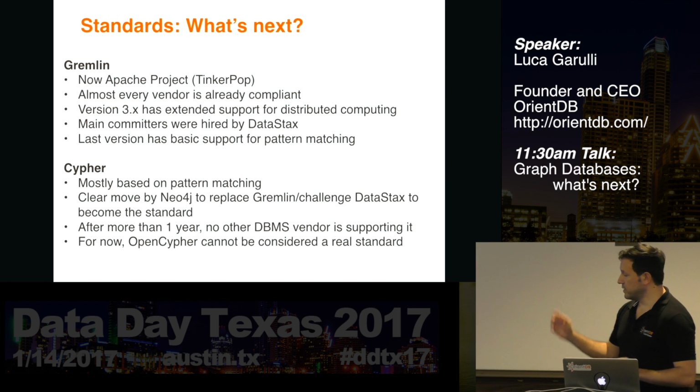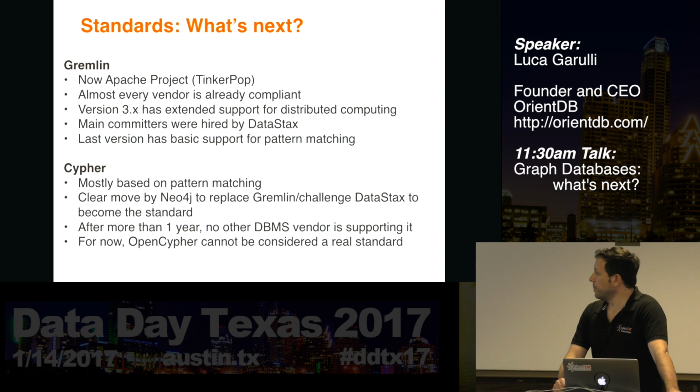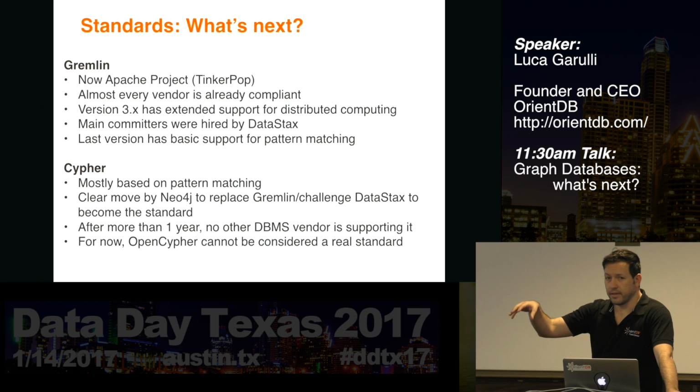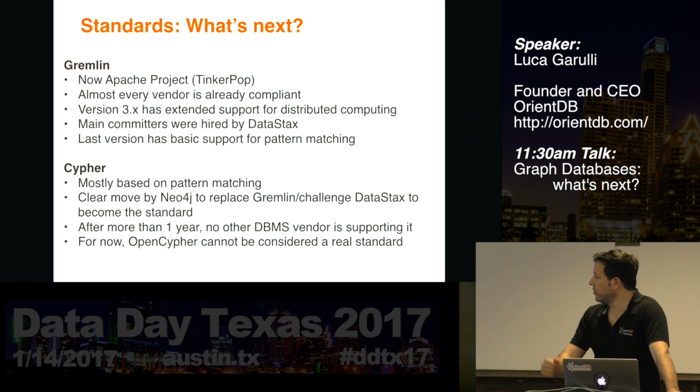Gremlin, of course, is an Apache project under TinkerPop. It was a TinkerPop standard for a long time, and now it's been embraced by Apache. Almost every single graph database vendor implemented Gremlin. Some vendors stick to the 2.x version, but now most of the vendors are migrating to 3.0, 3 point something. Everybody knows that the company mostly responsible for the standard was Aurelius, which was acquired by DataStax more than one year ago.